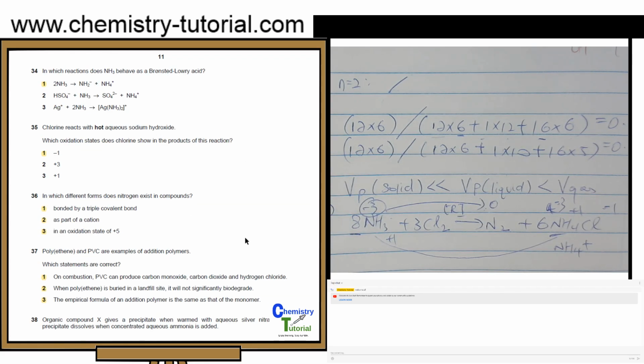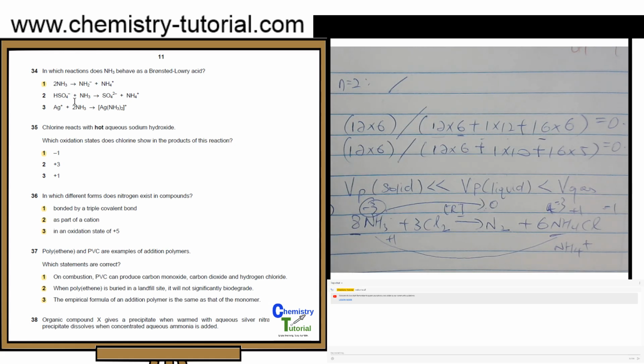34. In which reaction does NH3 behave as a Bronsted-Lowry acid? By definition, a Bronsted-Lowry acid is a proton donor. So for option 1, NH3 is actually serving both as a proton donor and a proton acceptor, because when NH3 loses a proton to form NH2-, this is what we call an amide, A-M-I-D-E. It's not the amide that we see in organic chemistry. This is amide in inorganic. This is called an amide ion. So this has lost a proton and acts as an acid, but over here NH3 to form NH4+ has gained a proton. So it's behaving as a Bronsted-Lowry base. In this case, it's taking on the role of two identities.